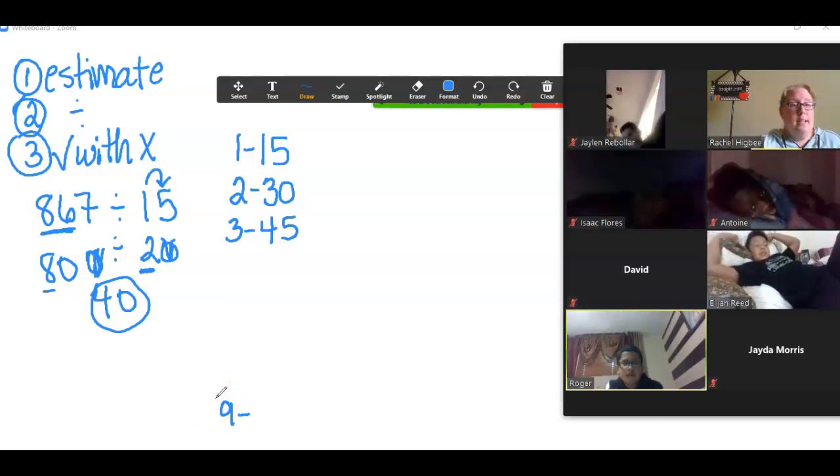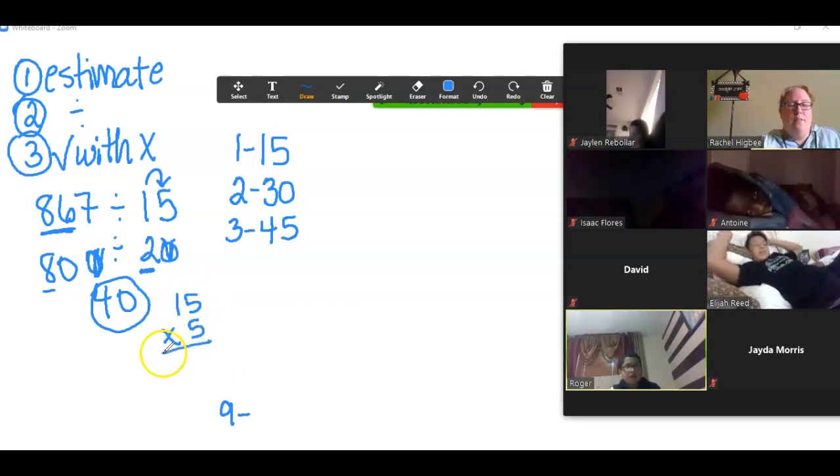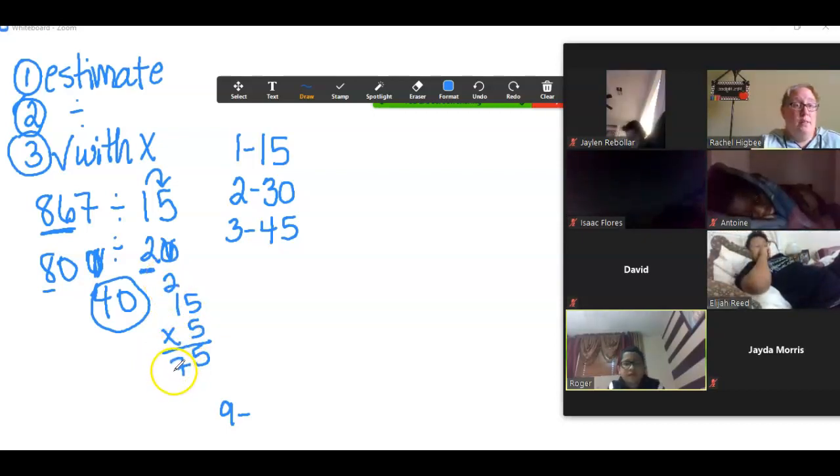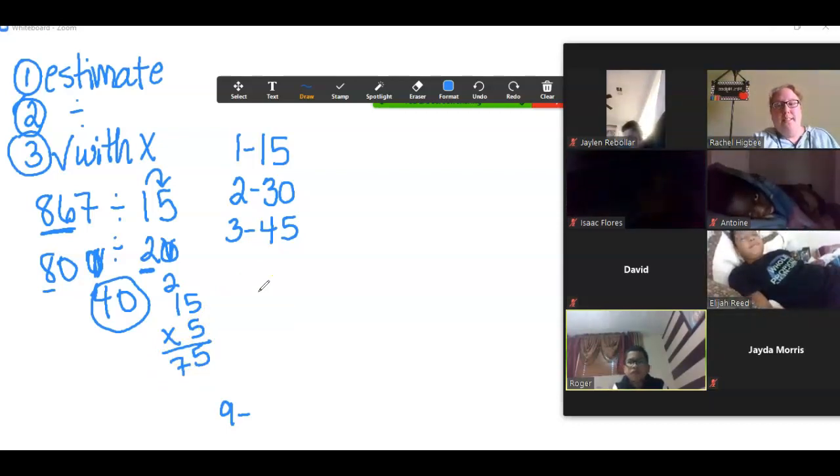What you can do instead is guess and check. So for instance, if I'm looking at the problem and I say, well, I don't know, I think maybe it's 5 groups of 15, and so then you do 15 times 5 off to the side, and you get 75. And then if that's not enough, you can decide if you need to go higher or lower. Okay, so that's totally up to you what you want to do. Question, Elijah? Okay, all right, so let's do our box.